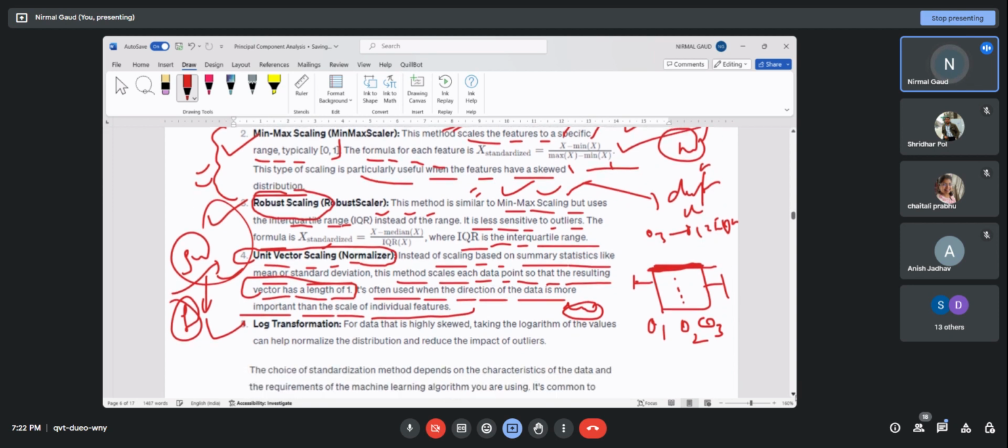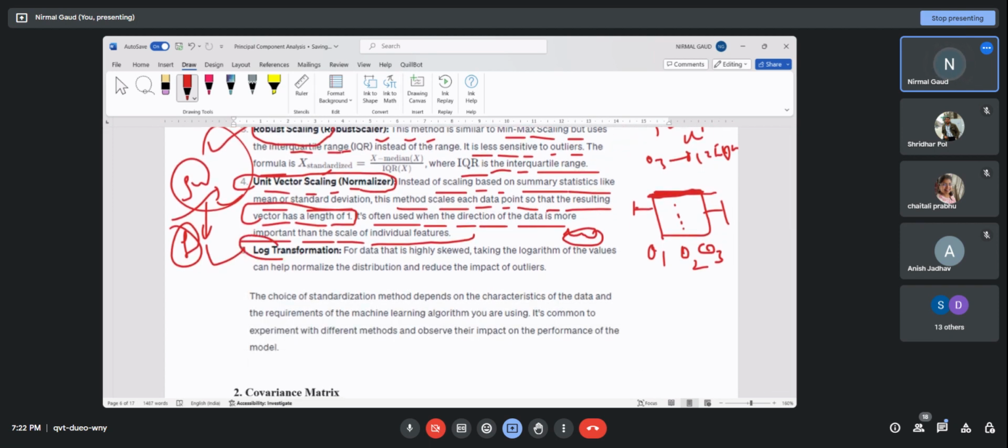We have one more thing that is called log transformation. When your data is highly skewed, then we apply log over that data and convert it into normal form. It also reduces the impact of outliers. So we apply log over the data, log of the features. That will help in converting your data into normal form, and it will reduce the impact of outliers.